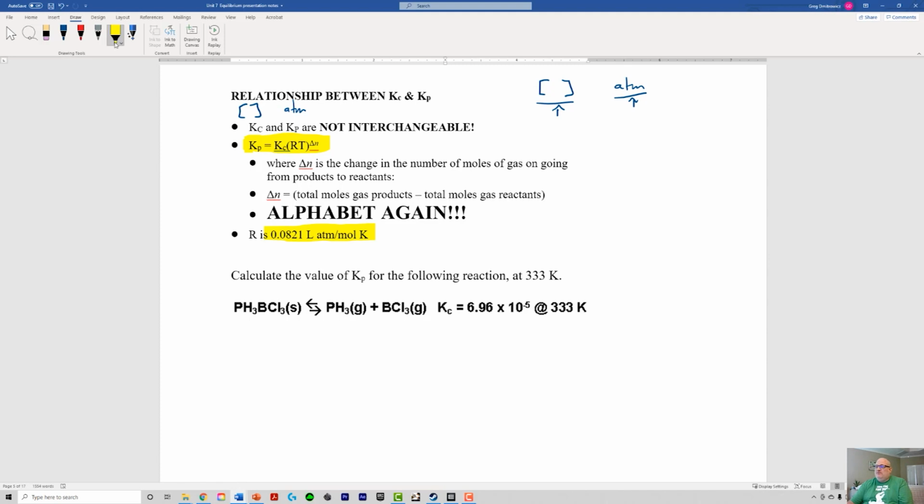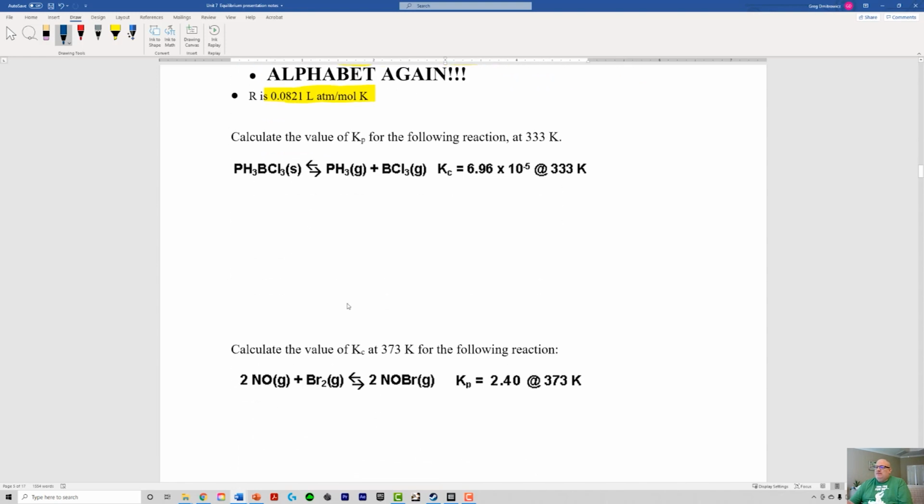We've used that before. And this change in n, anytime we have a change in something, we always take the products minus the reactants. So we take the moles of the products minus the moles of the reactants, and this only works for gas particles. So let's say we wanted to find the Kp for this practice problem here. Let's do it together, shall we?